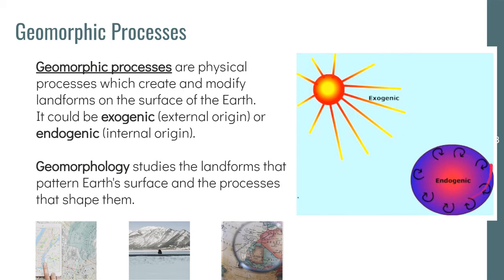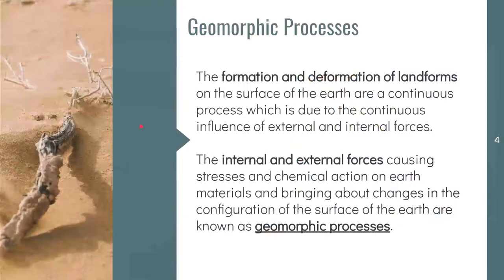So those refer to the sources of the Earth's internal heat. Geomorphology studies the landforms that pattern Earth's surfaces and the processes that shape them. Okay, so geomorphic processes will be the overall lesson of this entire unit. From the term geo meaning Earth, and morph meaning forms, so forms of the Earth. The formation and deformation of landforms on the surface of the Earth are considered continuous processes, which is due to the continuous influence of external and internal forces.